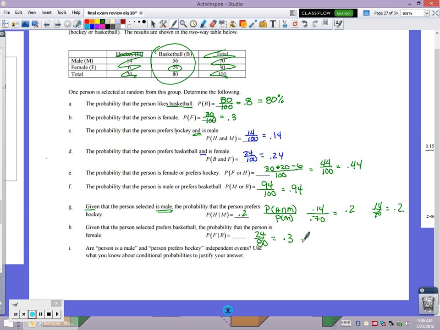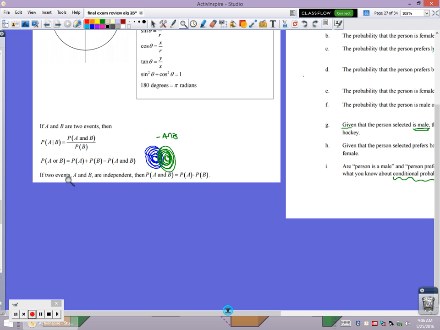All right, the last thing they're asking us to do is determine if these two events are independent. So our person is a male and person prefers hockey, independent events. Use what you know about conditional probabilities to justify your answer. So this right here is a key word. If you miss that, you might show that they're independent, but show it with the wrong formula. There is a formula over here that requires independence. It says that if two events, A and B, are independent, then P of A and B is equal to P of A times P of B. But nowhere in there is there a conditional statement. This right here is a conditional statement. It's A given B. So we need to use a conditional statement to prove it.